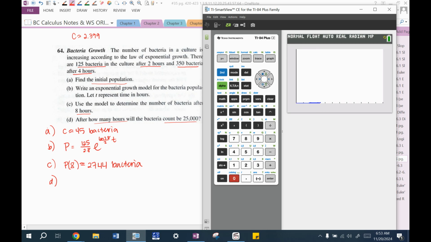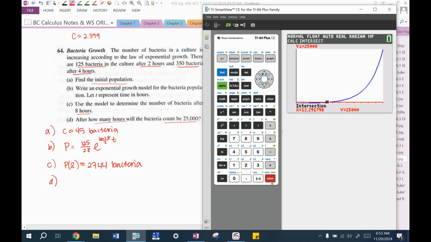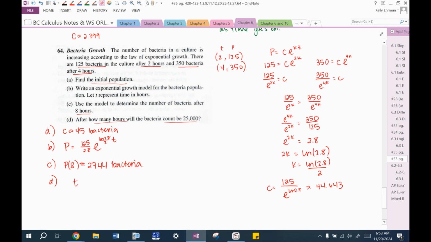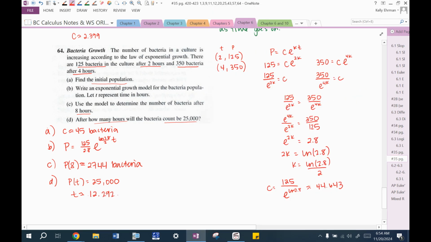So is this going to work? Oh yeah, this is going to work. So 20 was plenty. I could have gone smaller than that. As long as you can see the intersection on your calculator, it will be able to find it. So my answer is 12.292. Sorry, I need to show some sort of work here. So you're showing P of t, when is that equal to 25,000? And that's when t is about 12.292 hours. Hours? Yeah, hours.